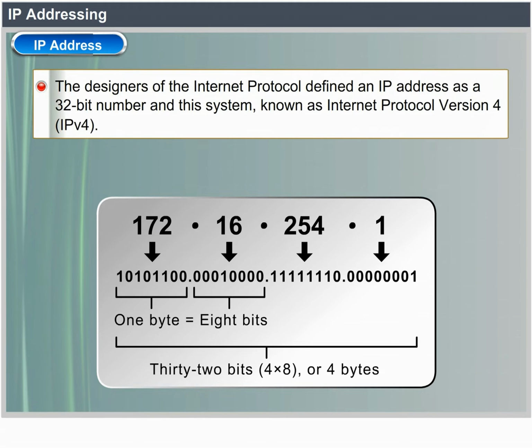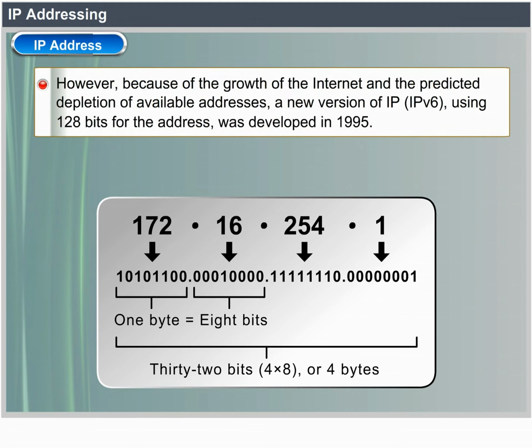The designers of the Internet Protocol defined an IP address as a 32-bit number, and this system is known as Internet Protocol version 4, or IPv4. However, because of the growth of the Internet and the predicted depletion of available addresses, a new version of IP, that is IPv6, using 128 bits for the address, was developed in 1995.